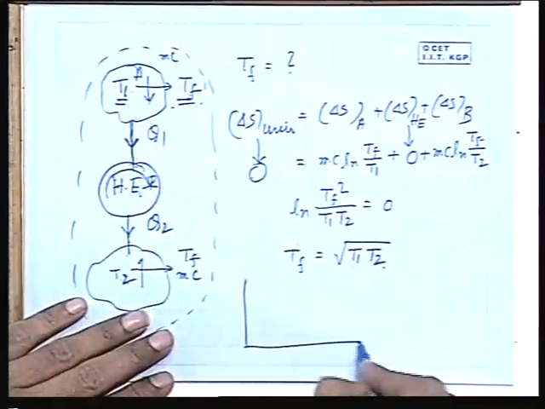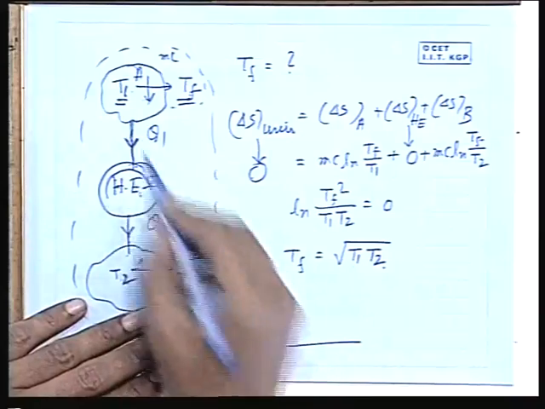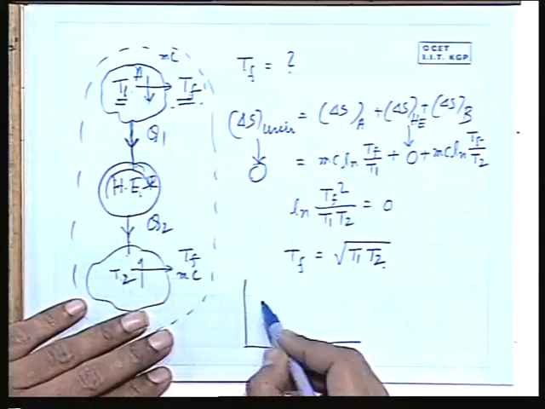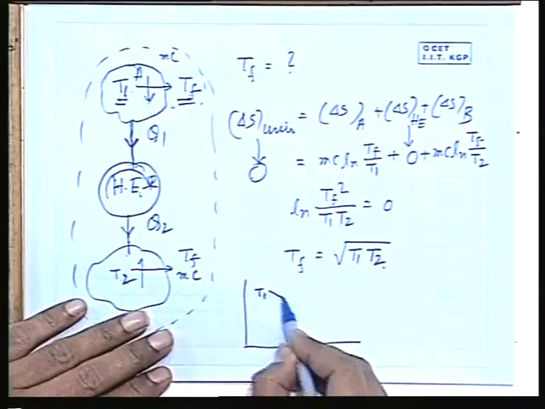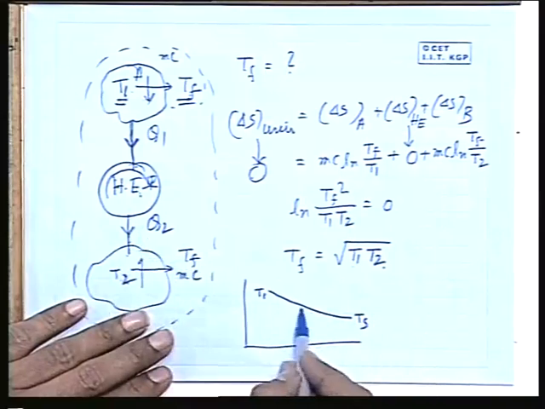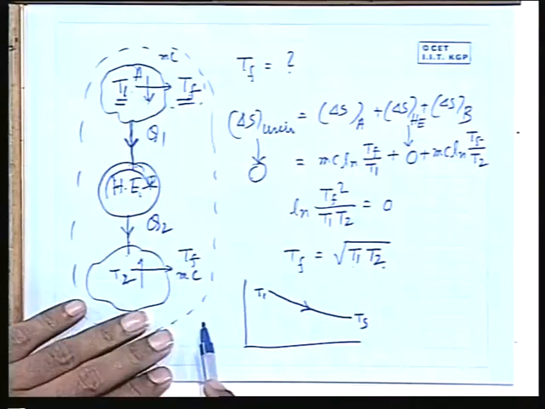For example, in this case, if you want to know, a very good thing: when T1 goes to Tf, that means this temperature T1 comes to Tf. So this is the way the temperature changes with time.